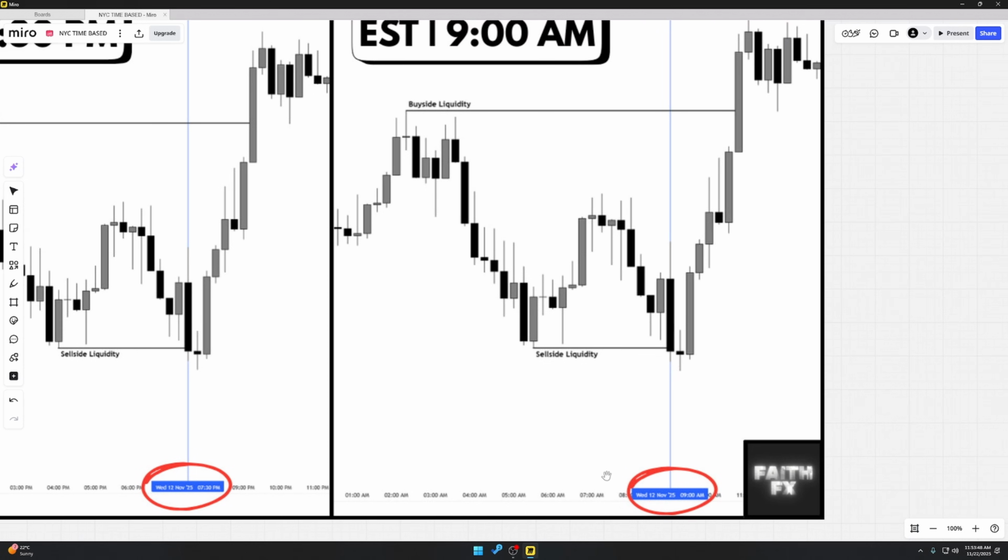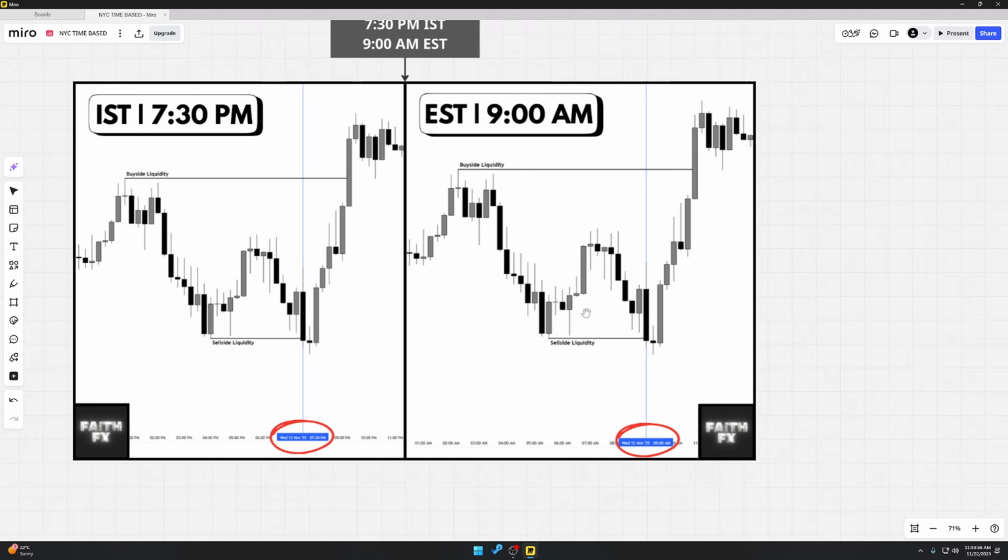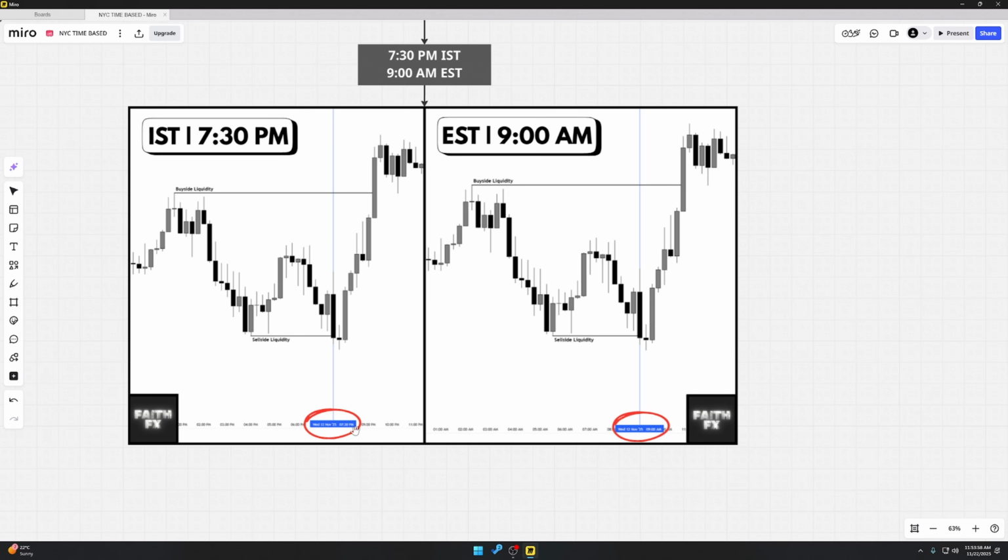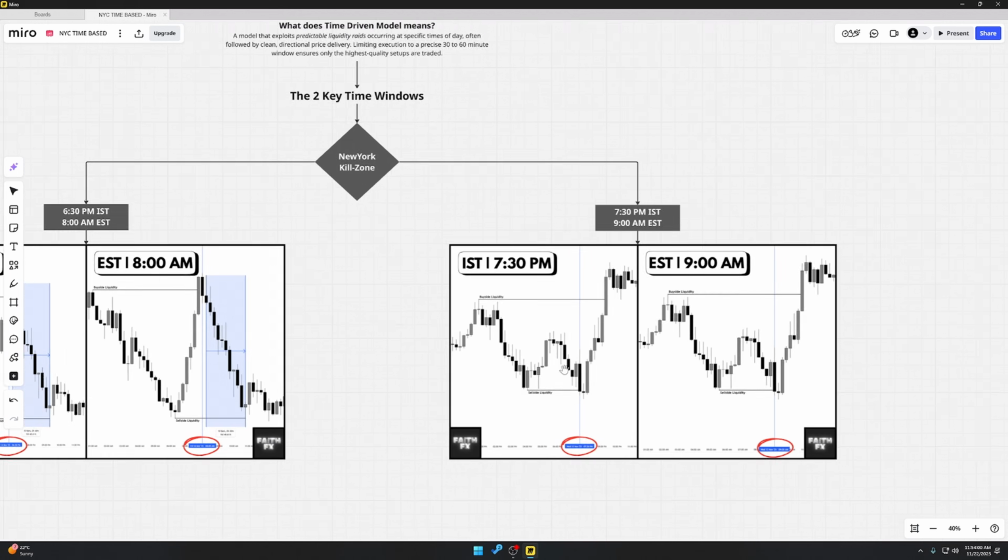You can see the same example here. This sell-side liquidity was swept right at 9 a.m. EST, and the market delivered directly into buy-side liquidity. You can verify the time at the bottom of the screenshot.